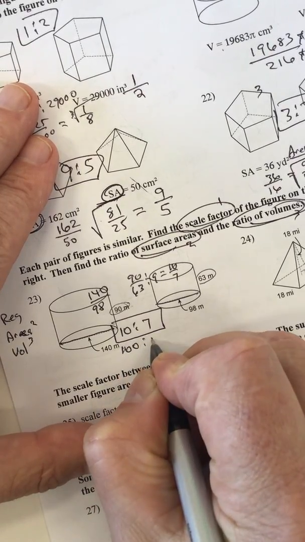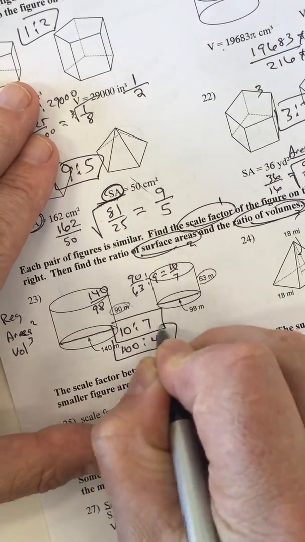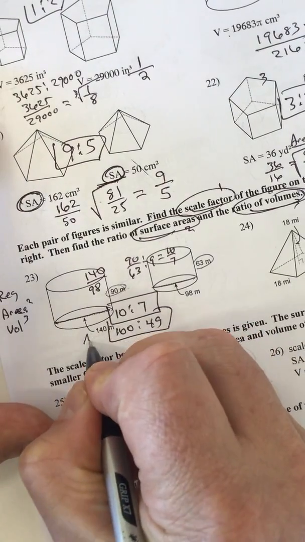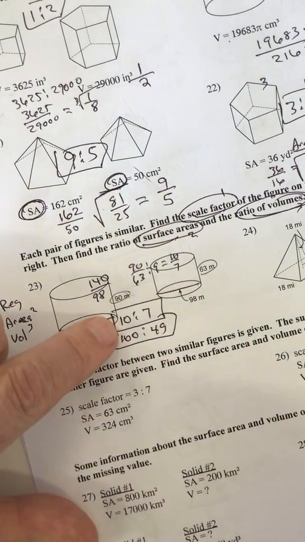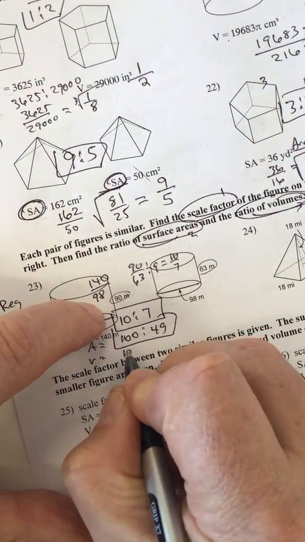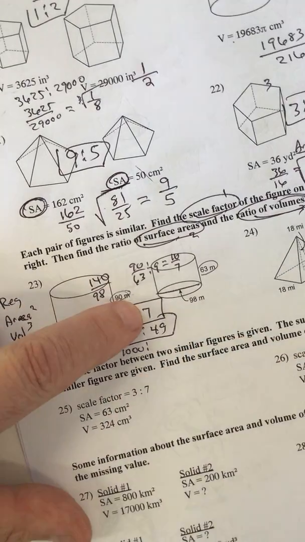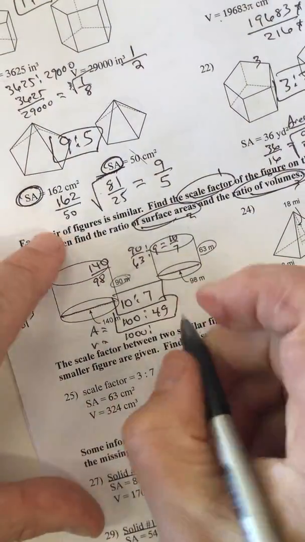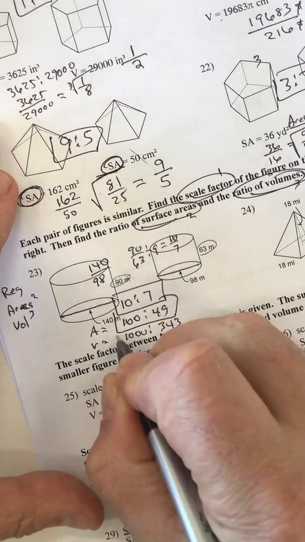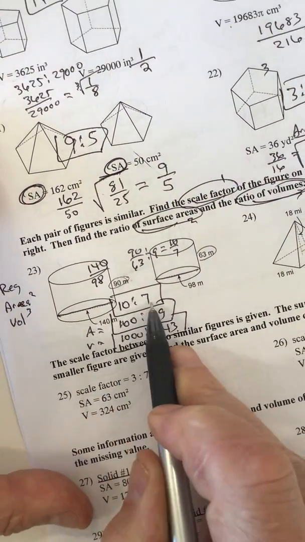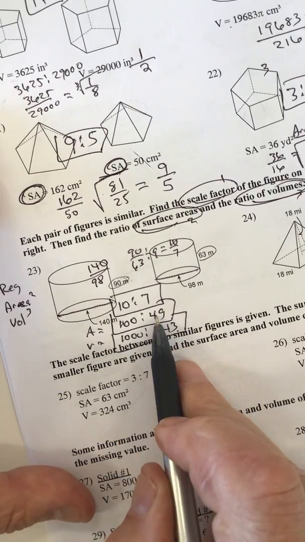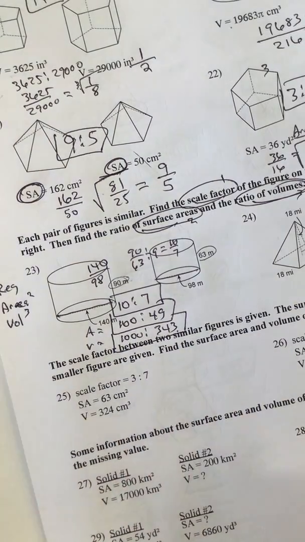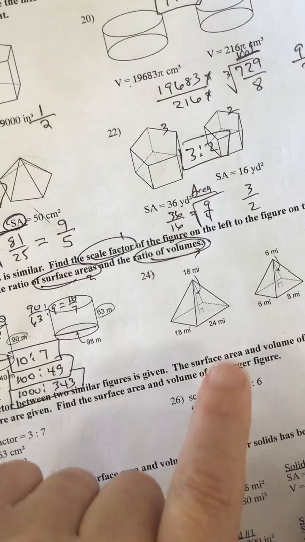The area is 100 to 49. So that's the area. The volume is these numbers cubed. 10 to the third is 1,000. 7 times 7 times 7 is 343. So the single scale is 10 to 7. The area is 100 to 49. The volume is 1,000 to 343.